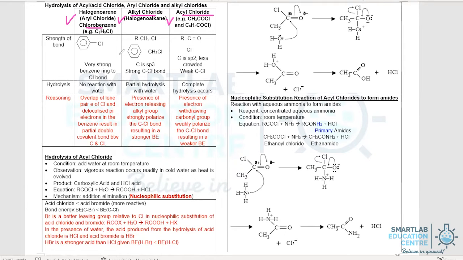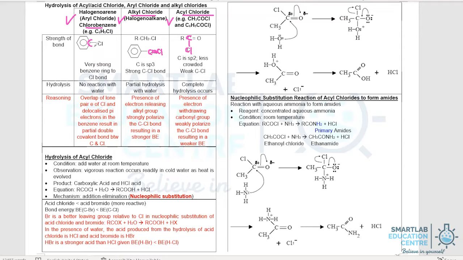The first thing to study is the strength of the bond energy between the carbon versus that of the Cl. In this case, you will find that the C to Cl bond in halogenoarene or chlorobenzene is the highest, primarily because the lone pair electron of your chlorine overlap with the delocalized pi electrons in benzene, resulting in partial double covalent bond. So we'll now take a look at the bond energy between the C to Cl. In this case, the C to the Cl bond, and as well as the C to the Cl bond here.